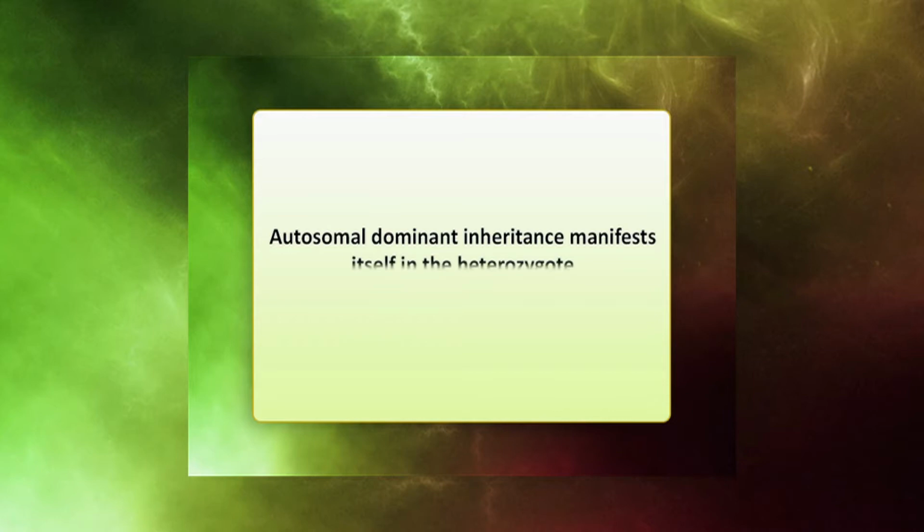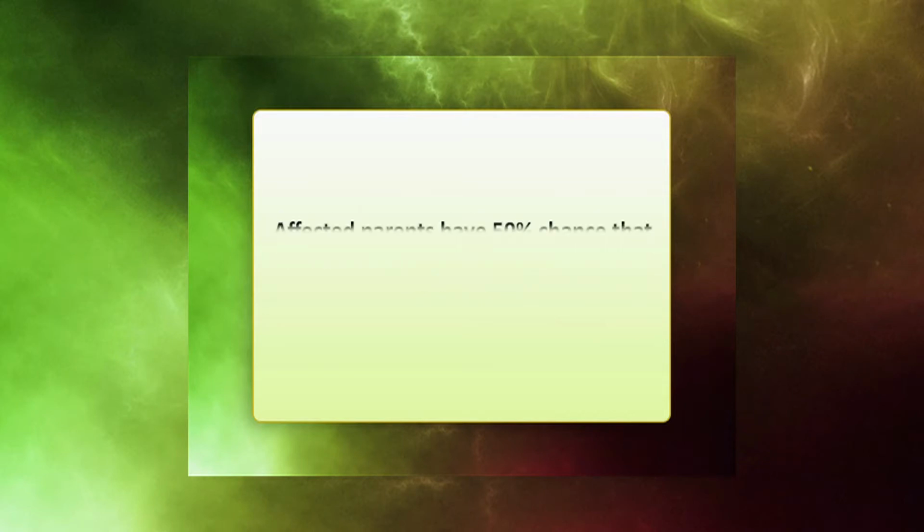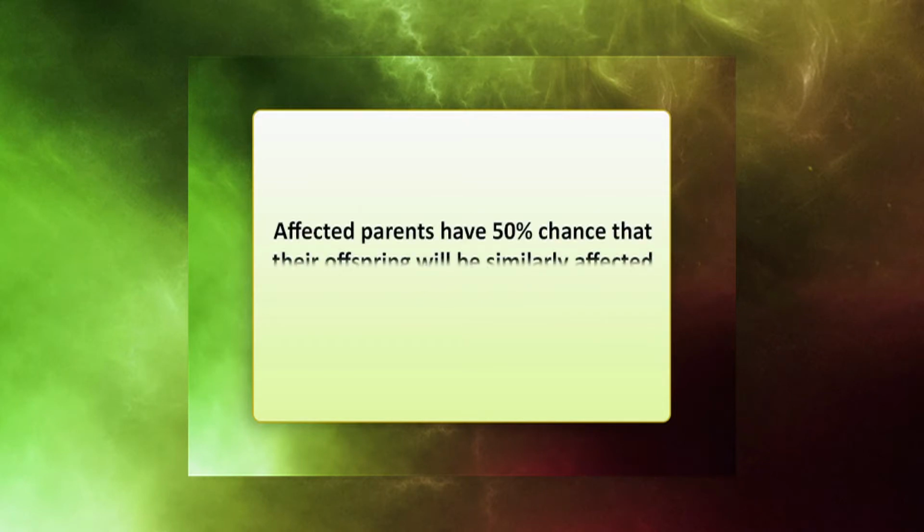Autosomal dominant inheritance manifests itself in the heterozygote. The trait is equally represented in males and females. The trait shows vertical inheritance through generations, that is, transmission from parent to offspring. Affected parents have a 50% chance that their offspring will be similarly affected. The trait does not skip generations. It's transmitted by either sex.